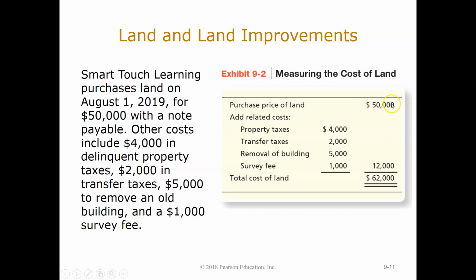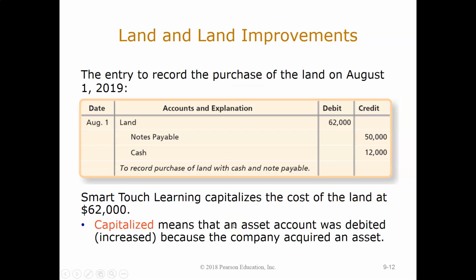So here's the purchase price of the land. Here are all their extra items they had to pay in order to become owner of that land. They add up to $12,000. So the $50,000 plus the $12,000 gives us $62,000. Here's what we record. We debit land for $62,000. We credit the note payable for the $50,000, and we credit the cash for the other $12,000 we paid.